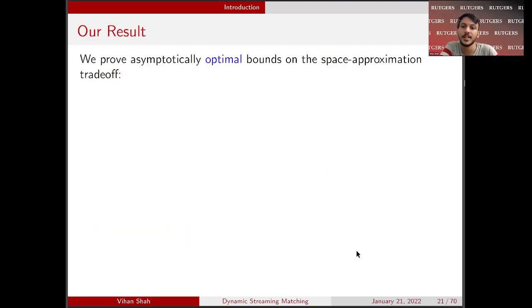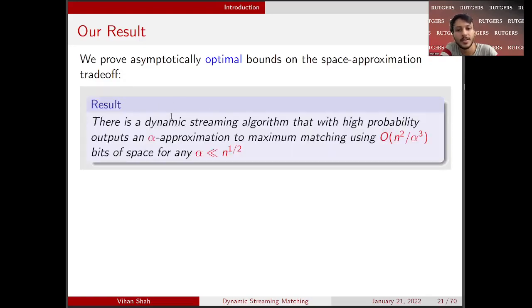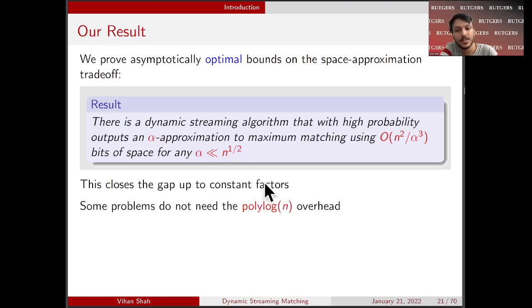Now we present our result. We prove an asymptotically optimal bound for the space-approximation trade-off. There is a dynamic streaming algorithm that with high probability gives an alpha approximation of the maximum matching. It uses n squared over alpha cubed bits, and it works for any alpha less than n to the 1/2. This, as you can see, closes the gap up to constant factors. This also shows us that polylog overhead is not always necessary. The matching problem in particular doesn't need this overhead.